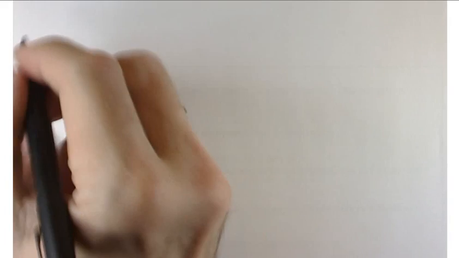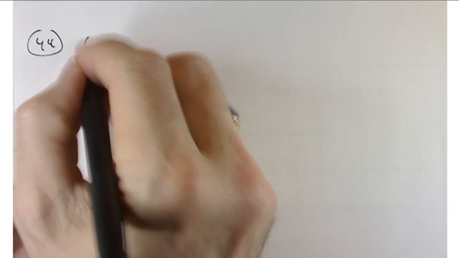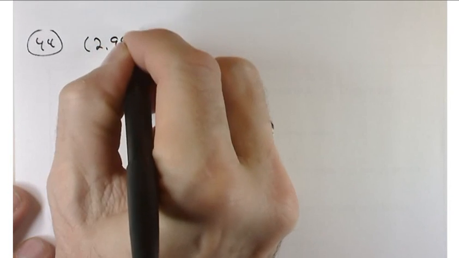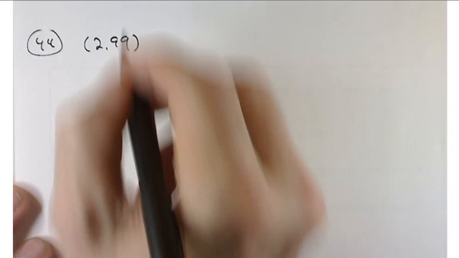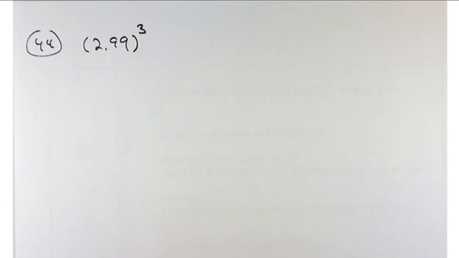It's problem number 44. This time you're going to have to be a little bit more engaged in helping me through this. We're asked to calculate 2.99 to the third power. So I wouldn't mind getting away from the threes in something like this.